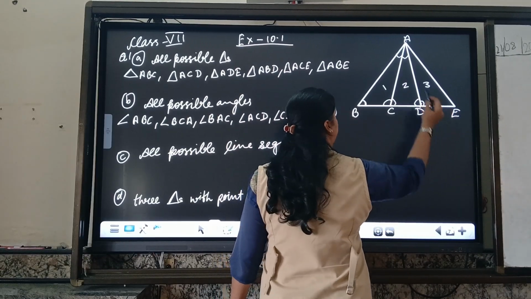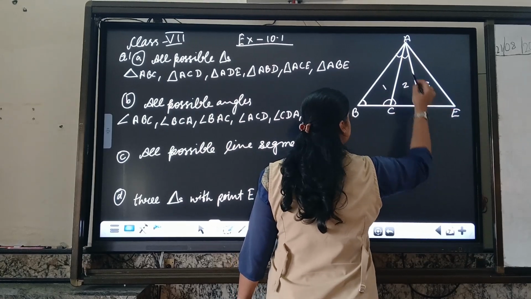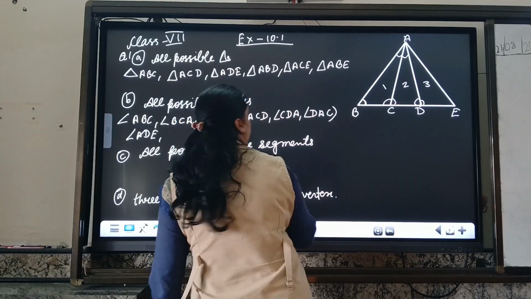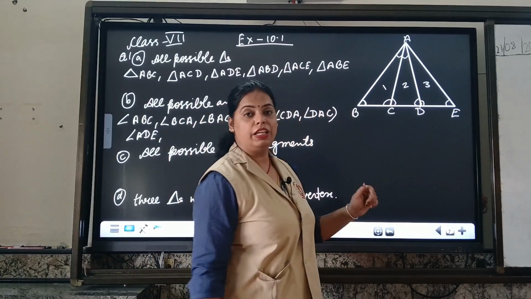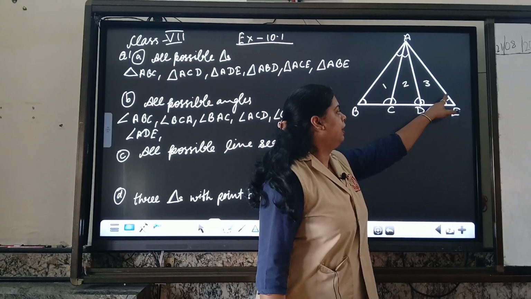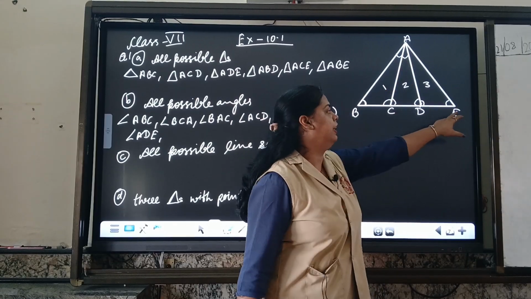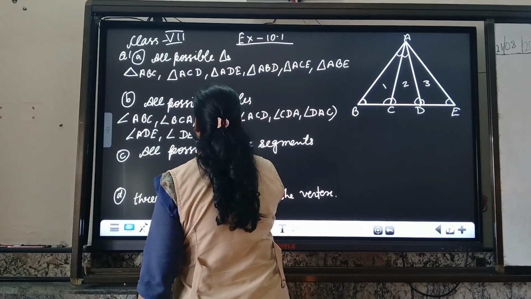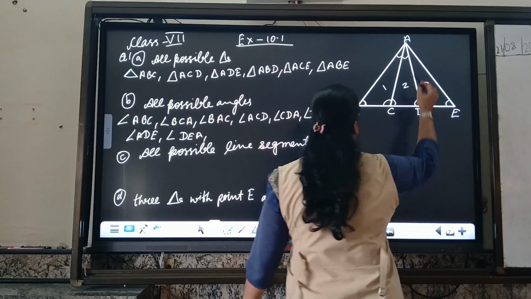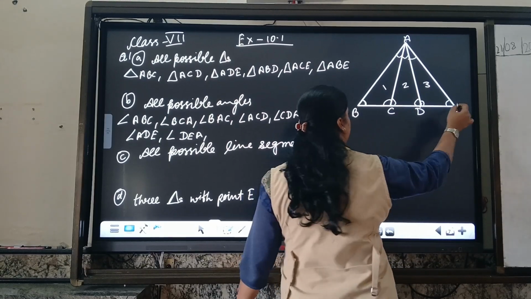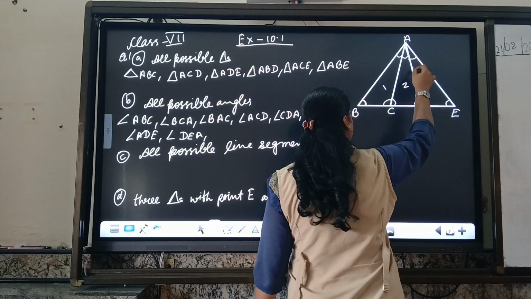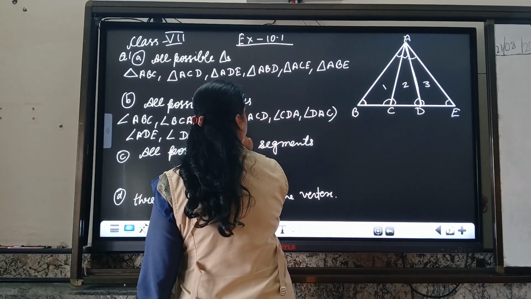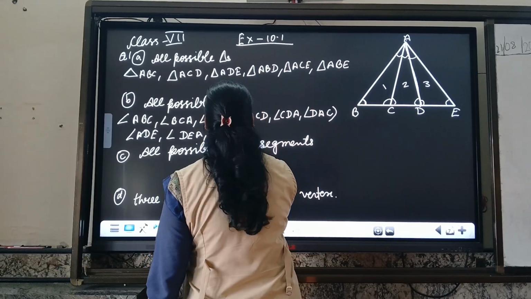Angle D is formed by line AD then DE. So angle ADE. Next I will take E. Angle E is formed by DE and EA. So I will write E in between D and A alphabet. So it will be DEA. I will take A, with E and D as the other points, angle EAD.